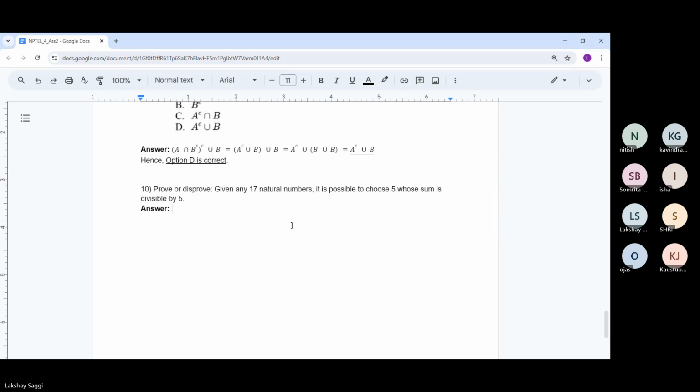Okay. So this question, I believe, involves a bit of number theory also, but I think this much you guys can handle. So first of all, is it true or false? What do you guys think? Should we be proving this or should we be disproving this? Note that to prove this, we need to show that for any 17 natural numbers, we can choose 5. And if we want to disprove, we just want to give one instance of 17 numbers where we can't find any 5 numbers such that their sum is divisible by 5.